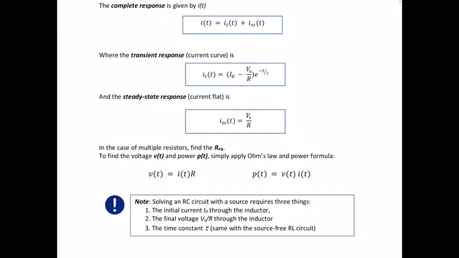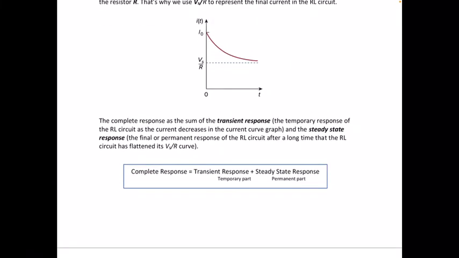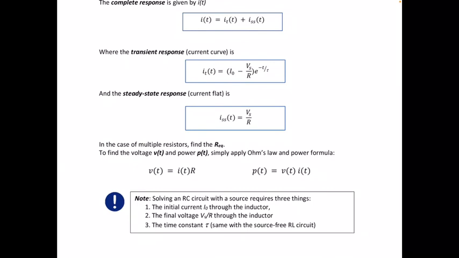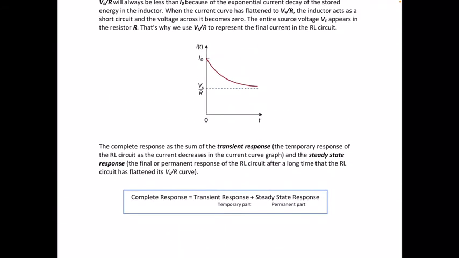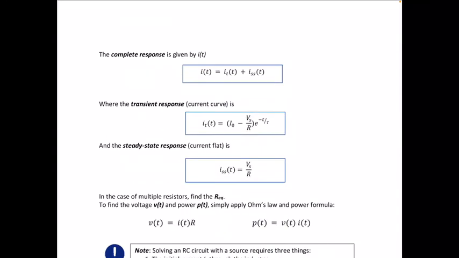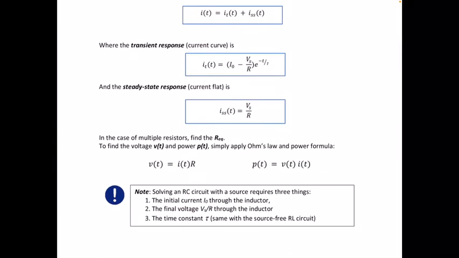Same as before, we have three prerequisites in order to solve RL circuits with a source. The first one is the initial current through the inductor, the initial current I sub 0, then the final current Vs over R through the inductor. I'm sorry for the earlier mistake. Vs over R is just slightly lower than I sub 0, and of course our time constant tau, which is the same as the source-free RL circuit, L over R.